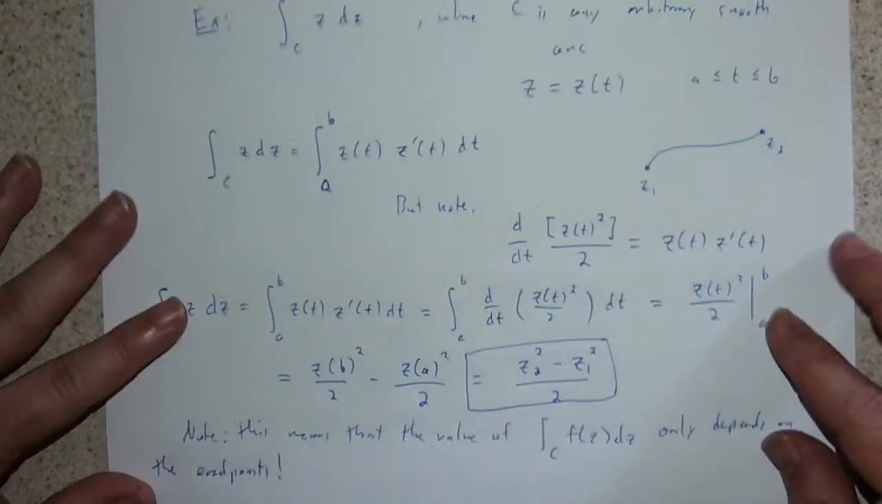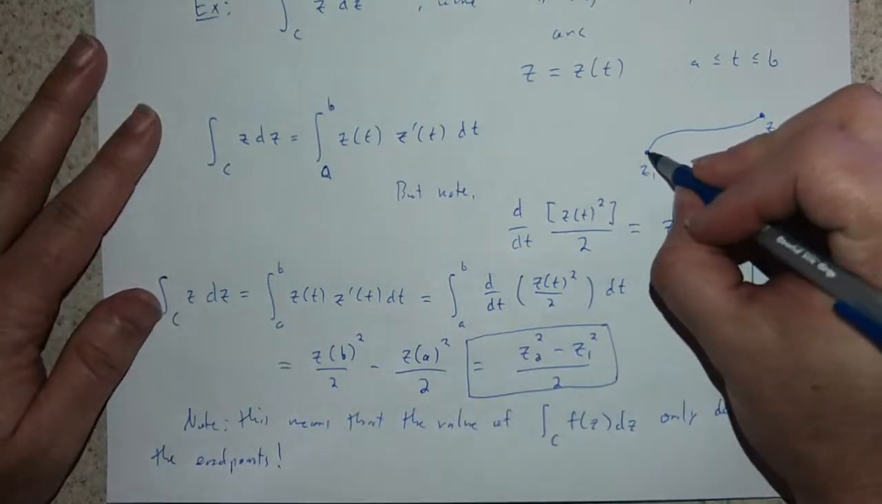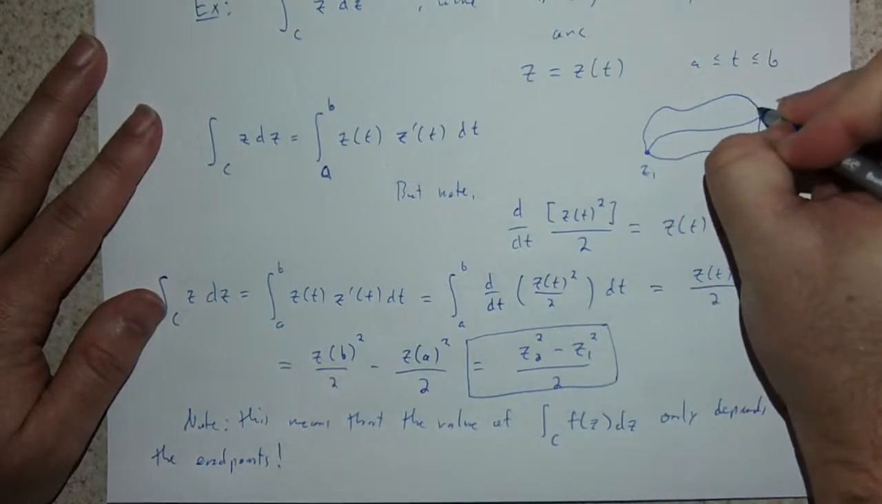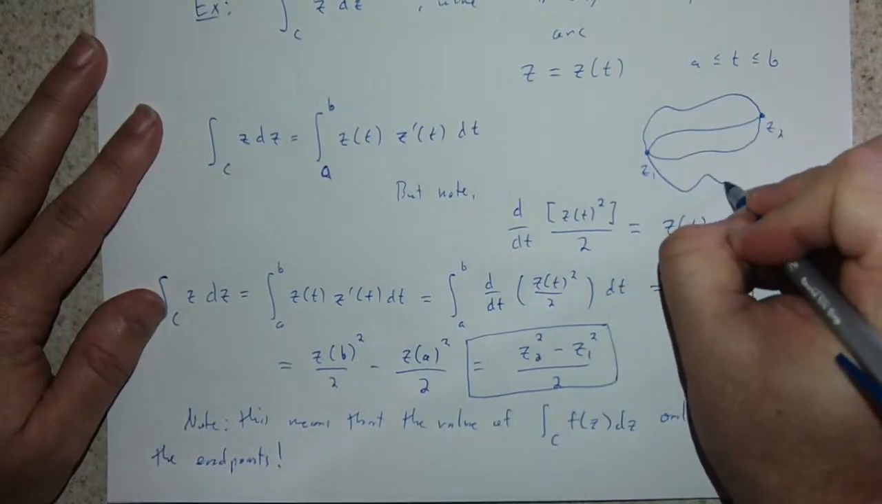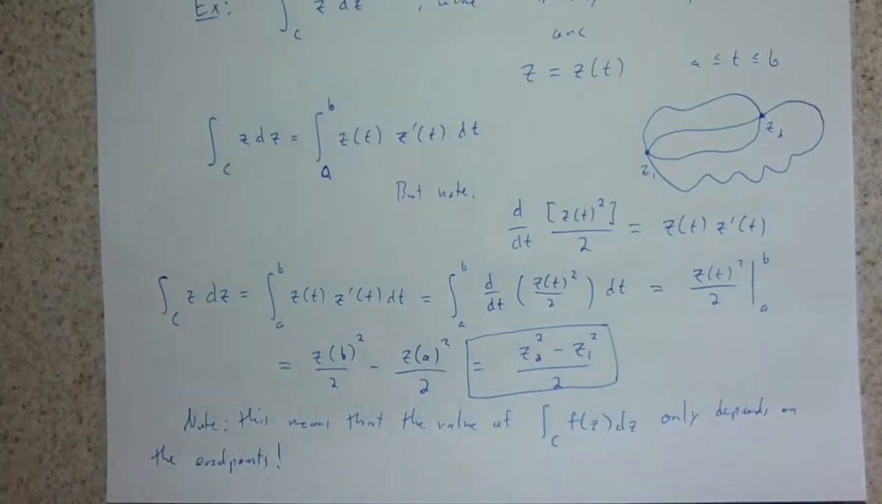Okay. And so this means that this value only depends on the endpoints, and so actually it wouldn't have really mattered what C looked like here, right? C could have looked like that, could have looked like that, could have even looked like this, right? Doesn't really matter. The endpoints are all that matters here, okay? So that is the first thing to note.